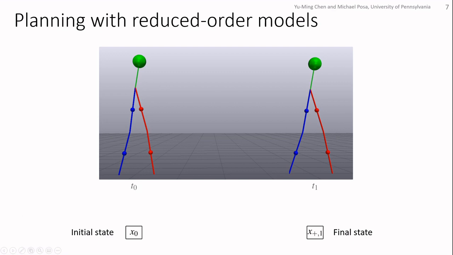Here is one example of planning in the reduced order model space. So given a start and an end state of the robot, we can plan the low dimensional space for the states and the input. And then we can ask our robot to track the trajectory y of t.